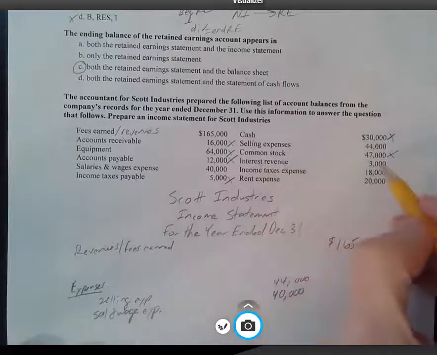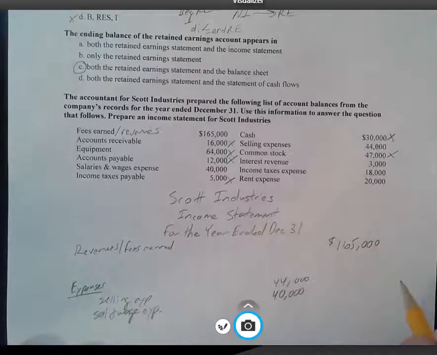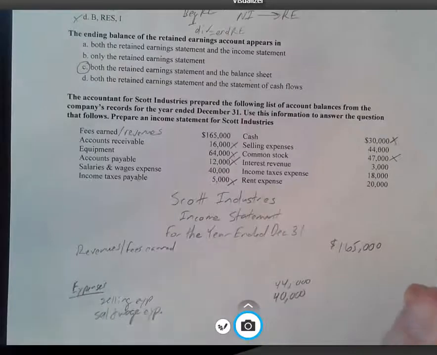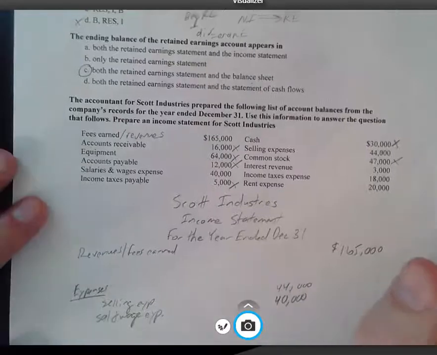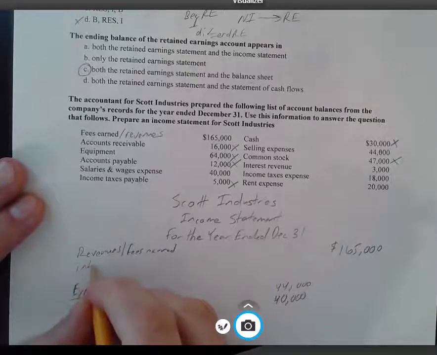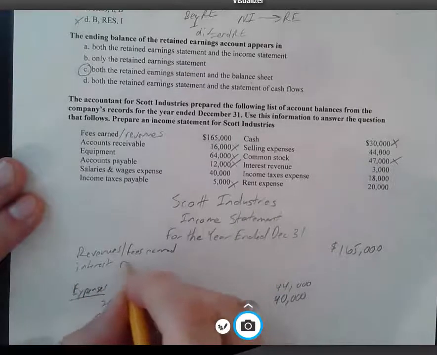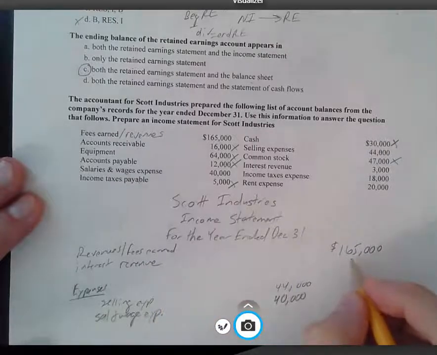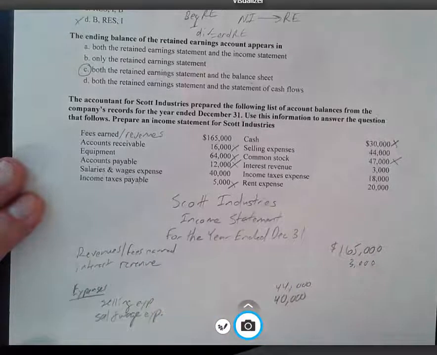Interest revenue of $3,000. What do you think? Okay. Well, for our purposes, we're going to do a very, very basic income statement. And so this is not necessarily the best way to do this, but it's the way that we're going to do it today because we're mostly trying to come up with net income. Okay, so $3,000 in interest revenue.